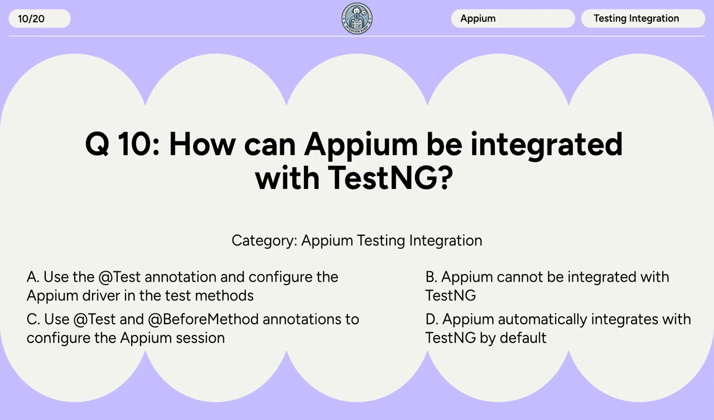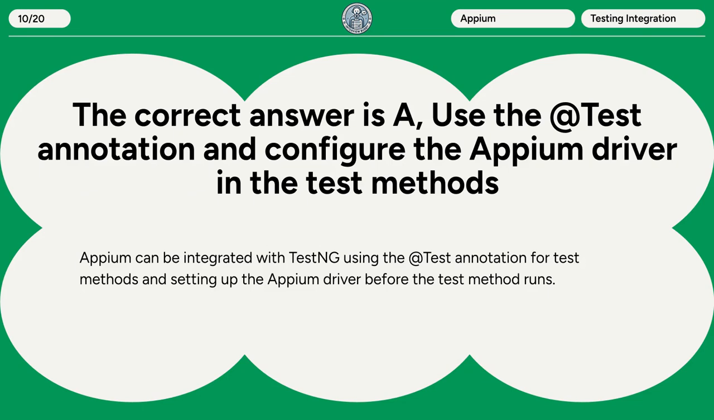Question 10. How can Appium be integrated with TestNG? A. Use the test annotation and configure the Appium driver in the test methods. B. Appium cannot be integrated with TestNG. C. Use test and before method annotations to configure the Appium session. D. Appium automatically integrates with TestNG by default. The correct answer is A. Use the test annotation and configure the Appium driver in the test methods. Appium can be integrated with TestNG using the test annotation for test methods and setting up the Appium driver before the test method runs.